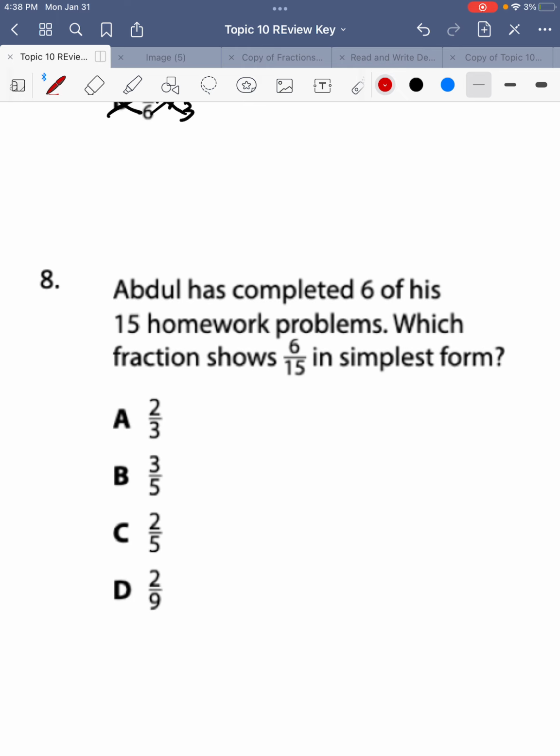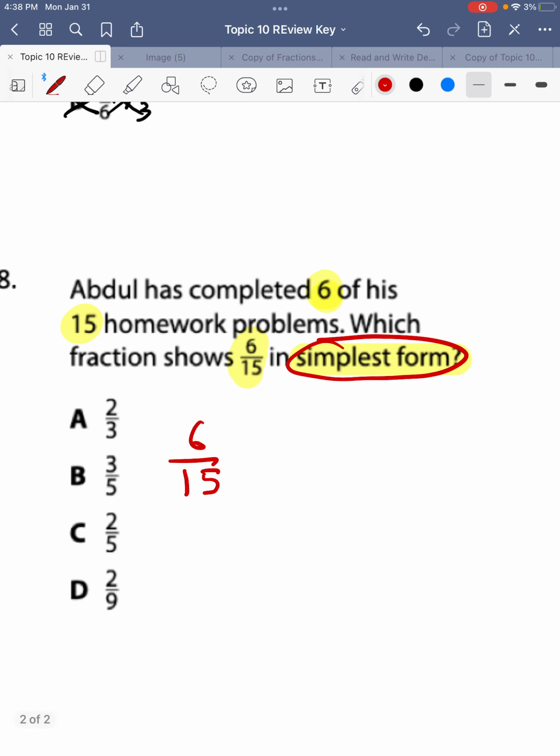Number 8 says, Abdul has completed 6 of his 15 homework problems. Which fraction shows 6/15 in simplest form? So they already gave us the fraction. They told us the fraction is 6/15. They want us to put it in simplest form. This means that I'm going to divide and I'm going to use the mat.